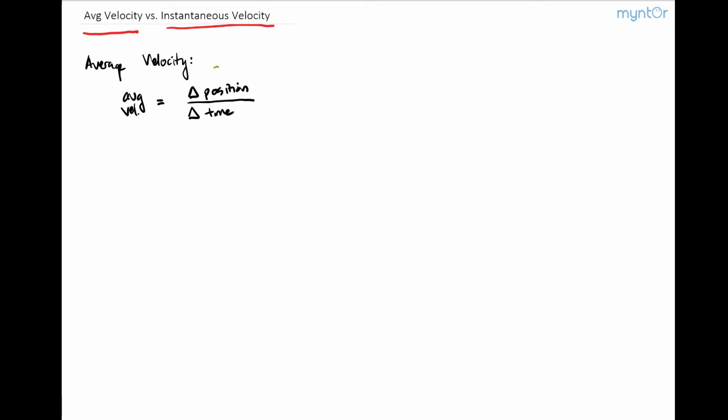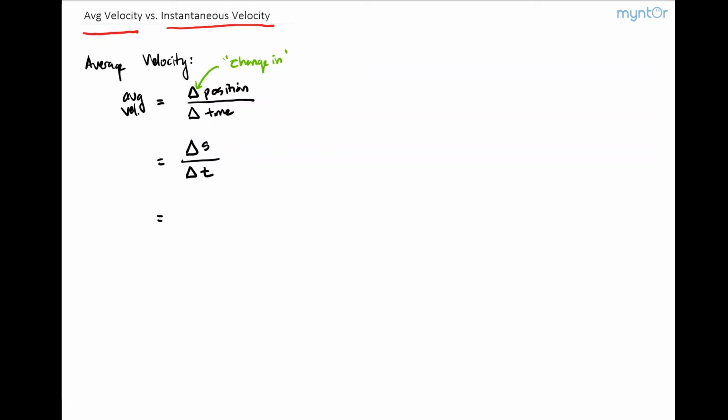And here you'll notice I'm using this triangle. This means the change in. And so if I were to write these out as variables, we can call the position S, and we'll call time T. So the change in position over the change in time.